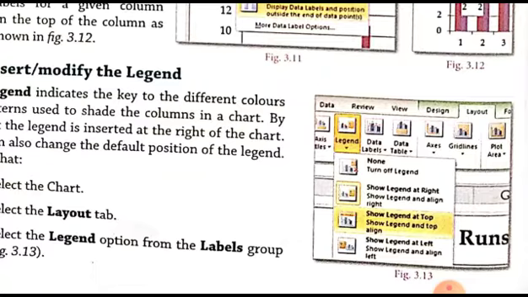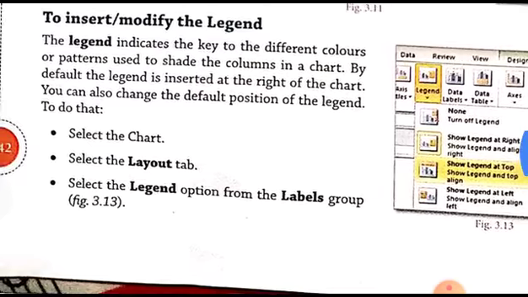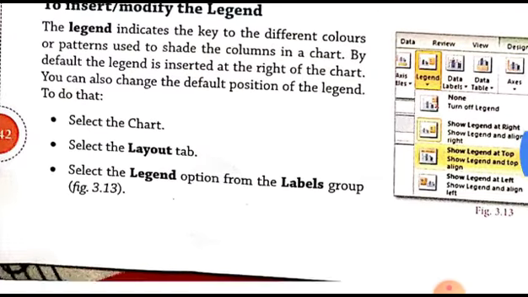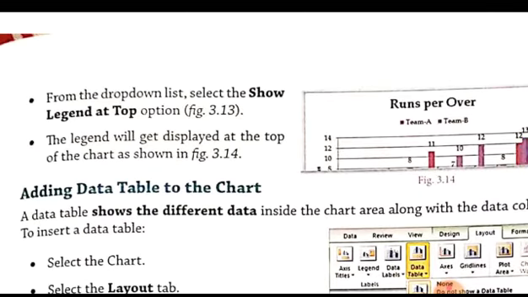Okay, so these different options are given over here. What option are we choosing here? We are going to choose the option show legend at the top. When you choose this option, what happens? Because the default option was towards the right only, here we are choosing the option from the drop down list, which is show legend at the top.